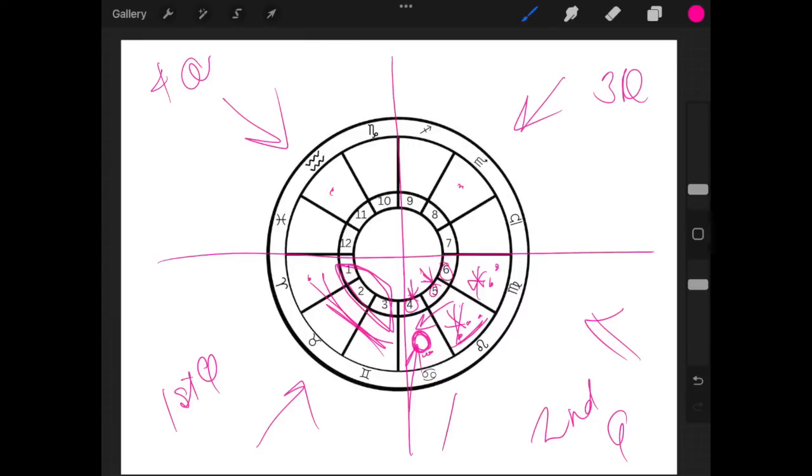So if you have a lot of placements here in this quadrant, you're definitely going to be someone who is more focused on relationships, or relationship oriented. You need companionship. You need somebody else to share that with in order to feel safe and secure and satisfied in life.